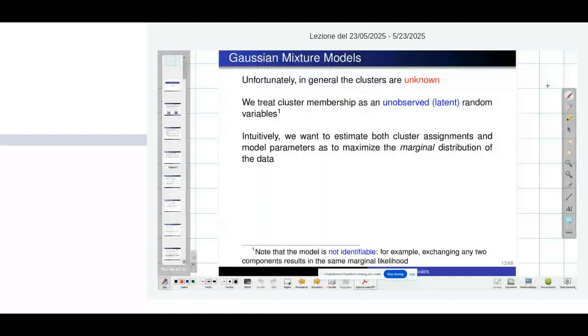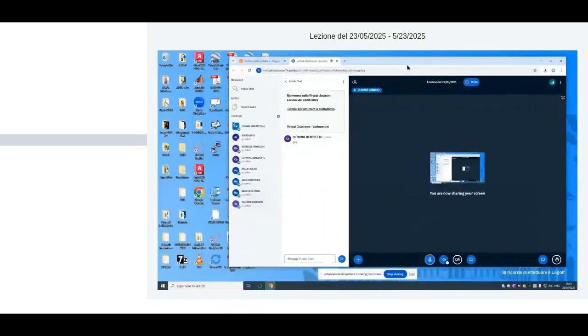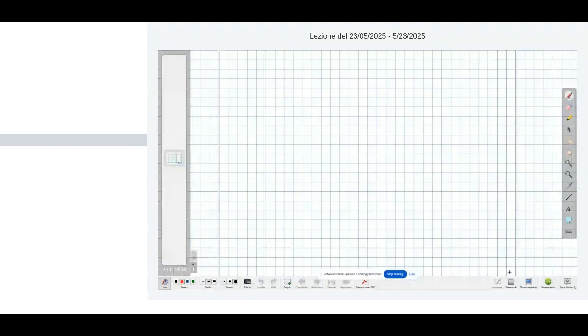Okay, so what we will do today, we will try to finish Gaussian mixture models, if we manage, otherwise, as usual, we'll bring it with us at least one more half of the next class.